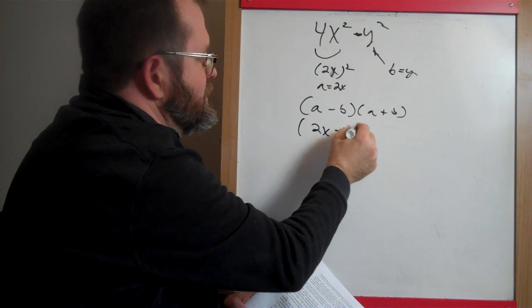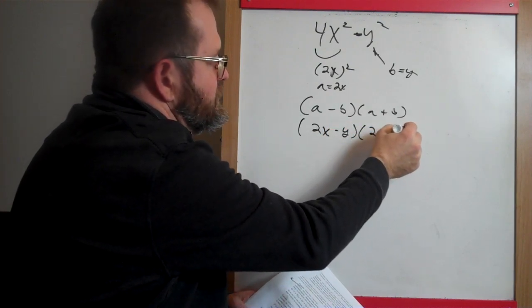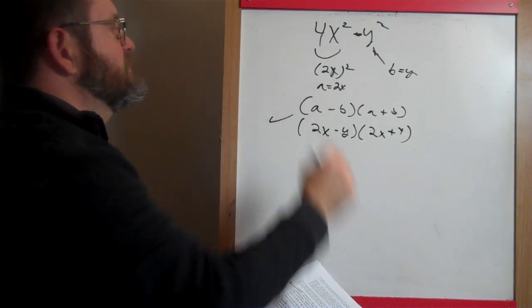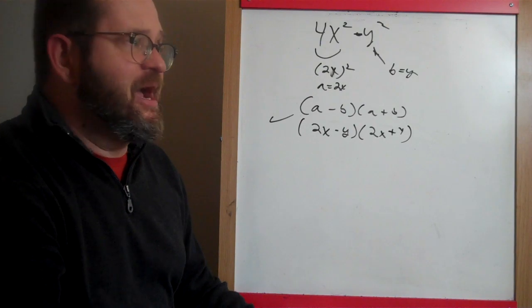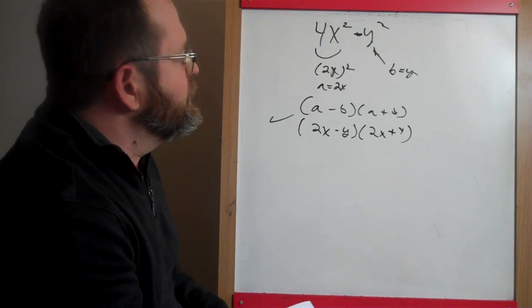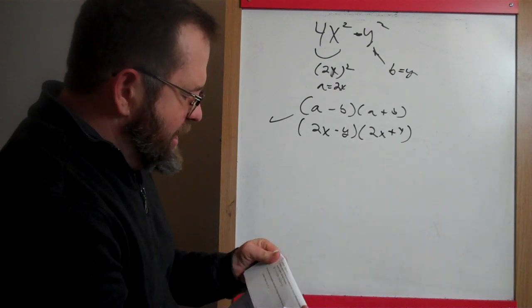2x minus b, 2x plus the b term. Well, there we go. And we did it. Those you've probably done before in like 8th grade math or Algebra 1 or something like that. So I think we've got that under control. Boy, I really hate the next example there.